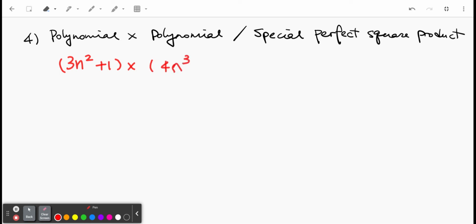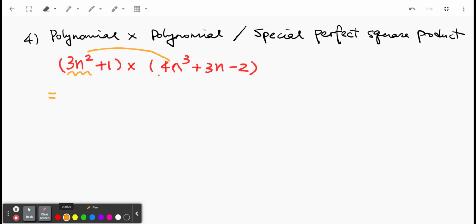4n cubed plus 3n minus 2. So when you see two parentheses together, we have to distribute. Distribute means every single term from the first parentheses will multiply with every single term in the second parentheses. So you want to do one term at a time. We have 3n squared first. You will multiply 3n squared with the first term in the second parentheses.